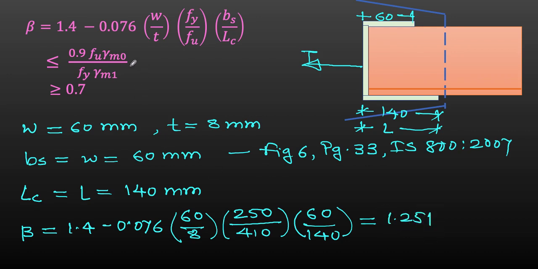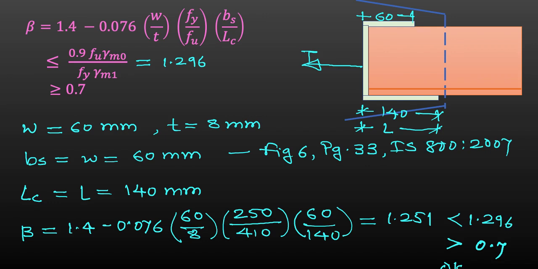But the code suggests that we have to check two more parameters. This beta should be less than or equal to 0.9 into Fu, where Fu is 410, gamma M0 is 1.1, Fy is 250, gamma m1 is 1.25, and this value comes out to be 1.296. The other value is 0.7. So beta should be between 0.7 and 1.296. We are getting 1.251, which is less than 1.296 and greater than 0.7. Hence it is okay.